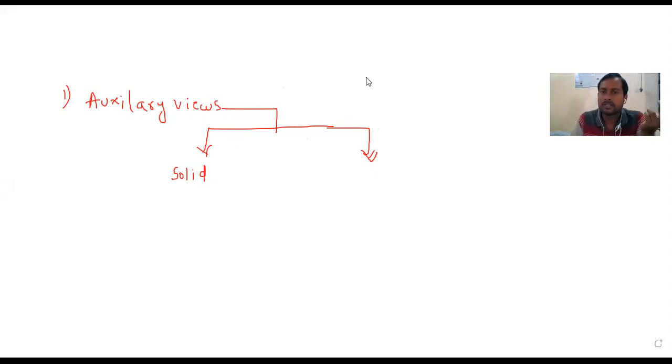Otherwise, another chance is there. They may give front view, side view. So by using the front view, side view, also you can draw the auxiliary view, or front view, top view. So they may give, there are three chances. Based on the three chances, they will ask the question.